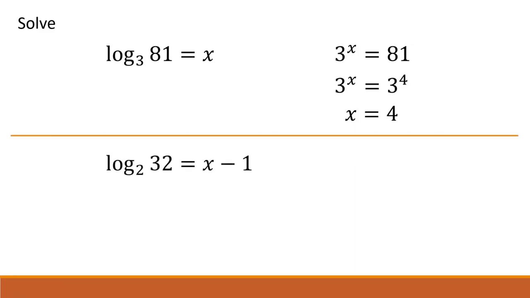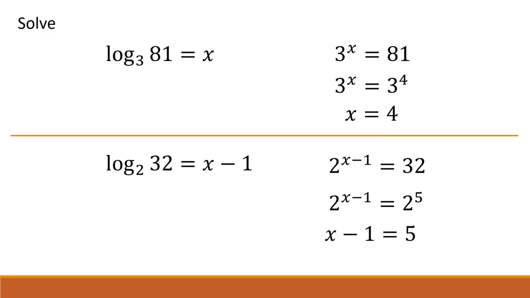Log base 2 of 32 equals x minus 1. If we rewrite this as an exponential equation, we can say that 2 raised to the x minus 1 power equals 32. If we rewrite the 32 as 2 to the 5th power, we now have bases that are the same on both sides of the equal sign. So the exponents have to be equal. x minus 1 equals 5, which means x equals 6. So 6 is the solution to our equation.